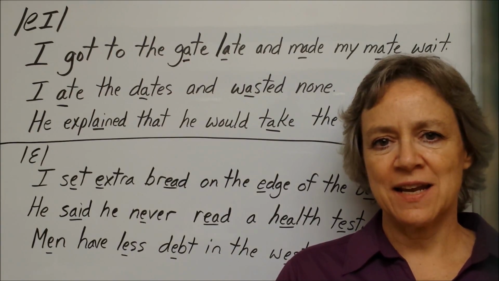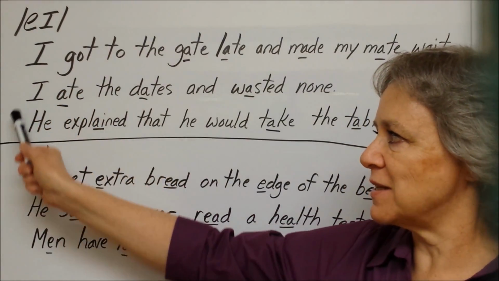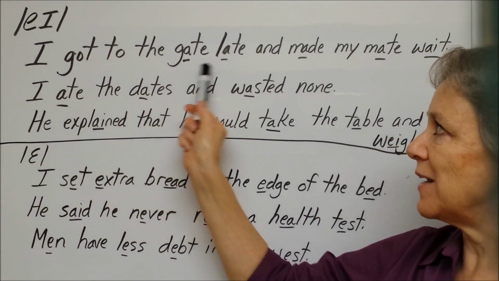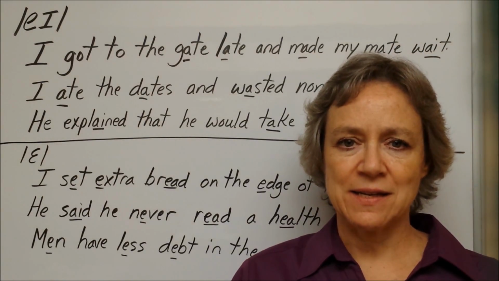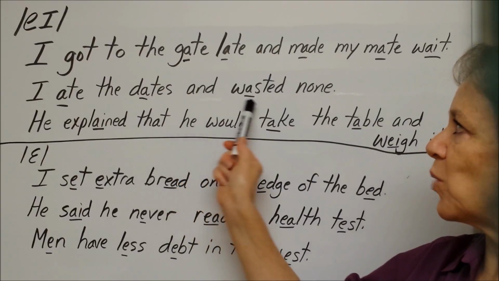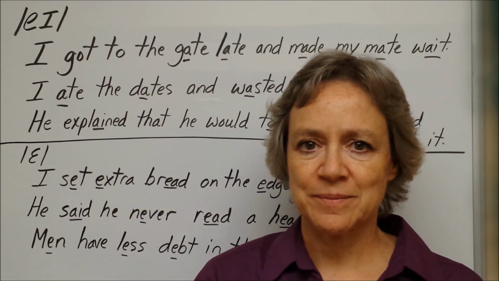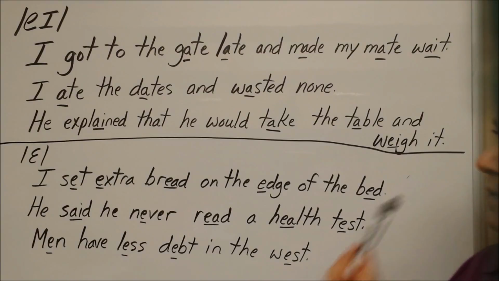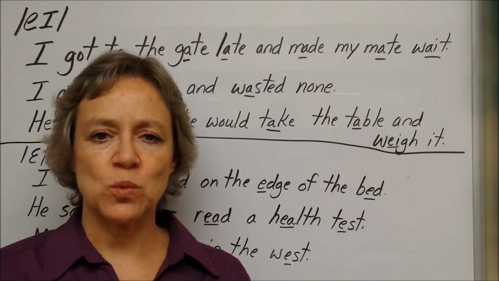Let's read some sentences containing the A sound and the E sound. We'll start with A. These three sentences have many words with the A sound. I got to the gate late and made my mate wait. I ate the dates and wasted none. He explained that he would take the table and weigh it.